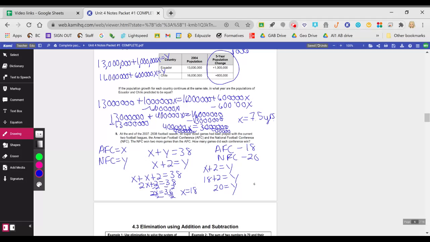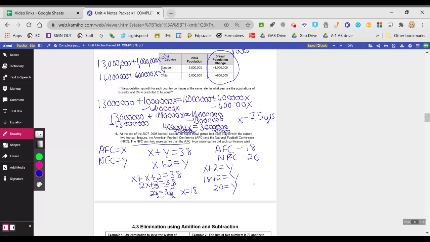Okay, so the first thing I did is I defined variables. So I said let A of C equals X, N of C equals Y. Says that they played a total of 38 games. So that means X plus Y equals 38. Then it says the NFC won 2 more games than the AFC. So that means Y equals X plus 2.